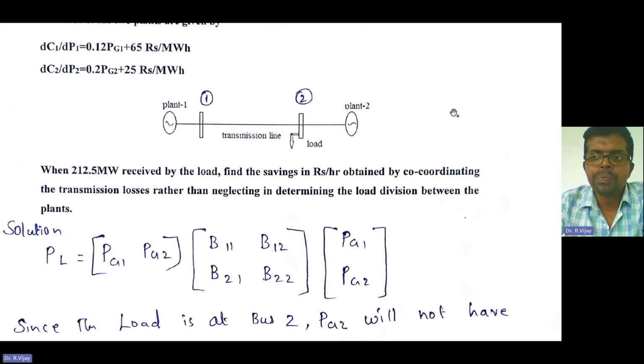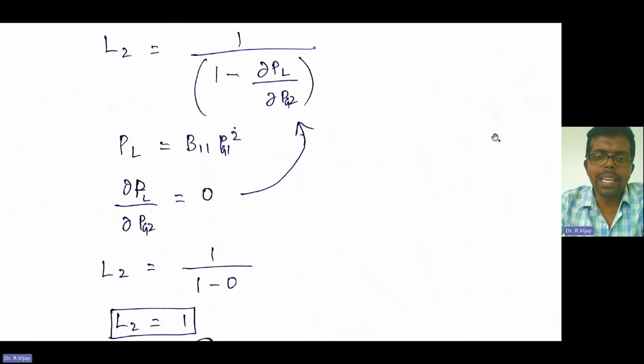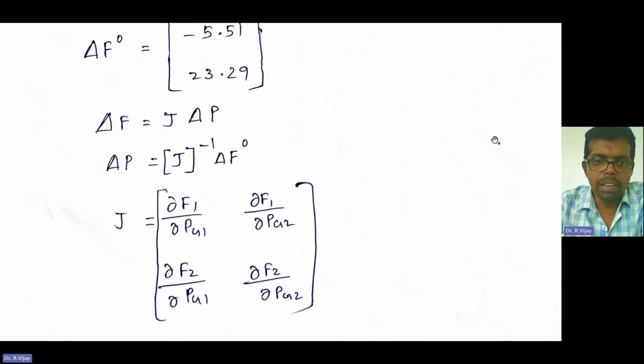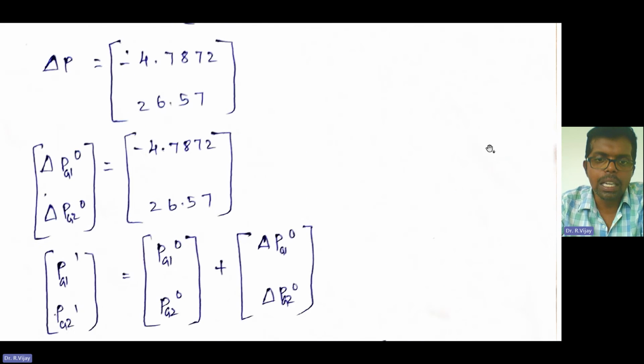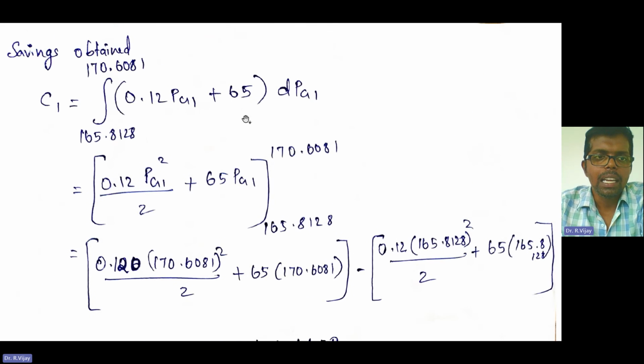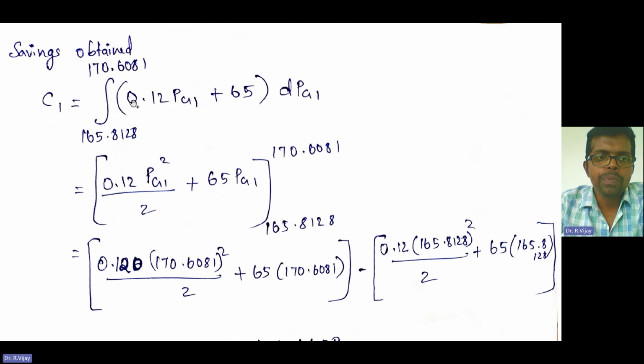C1 is equal to the integration. We need to integrate those two values, whatever the initial values and whatever values we got. So C1 is equal to the integral of DC1 divided by DP1, that value you need to substitute. That is 0.12 PG1 plus 65 into DPG1.